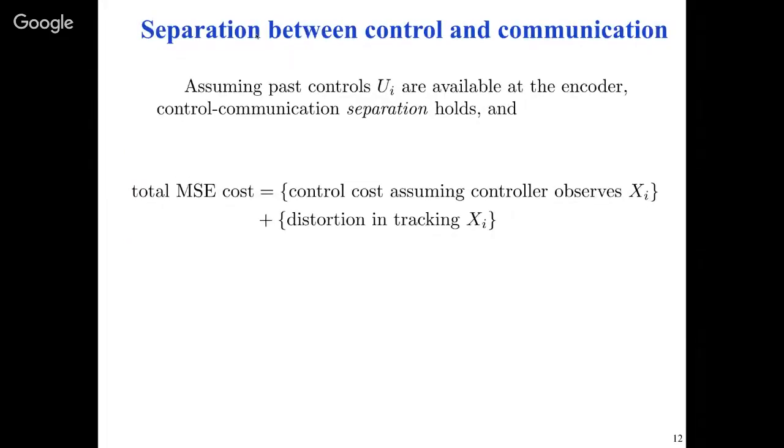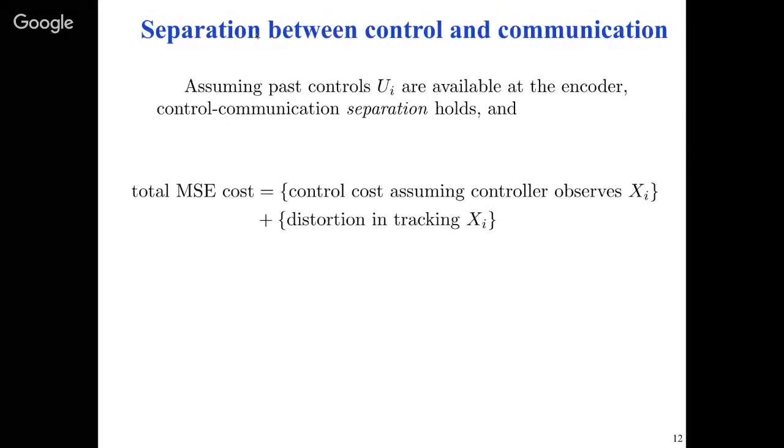Okay, so a very important result that we're going to be relying on is a separation between control and communication. It turns out that as long as past controls are available at the encoder, then control communication separation holds. What it means is that the total cost in controlling a system separates into two terms. The first term here is control cost, assuming that the controller observes xi. And the second term here is the distortion in tracking xi, in causal rate constraint tracking of the information source.